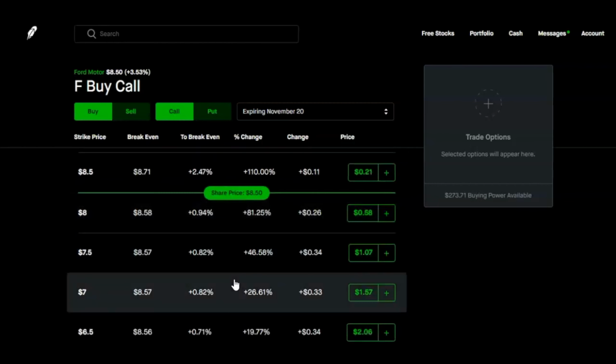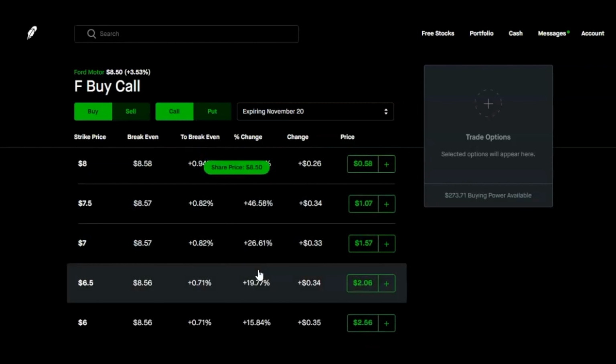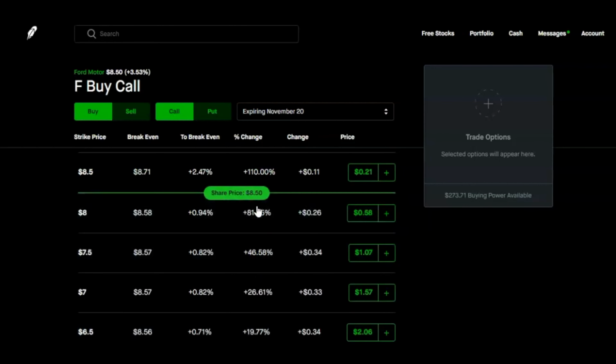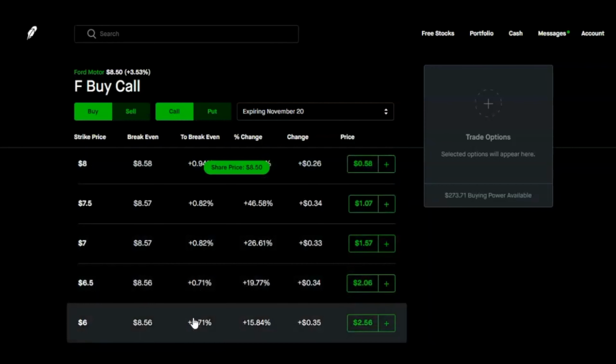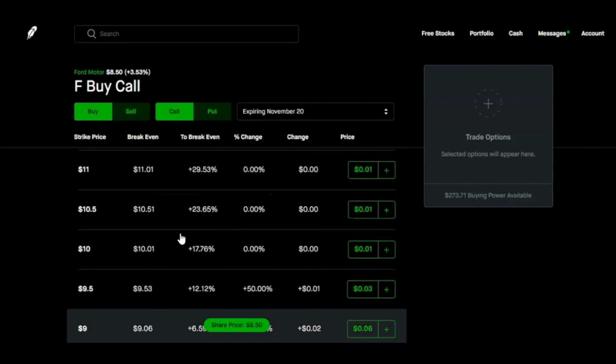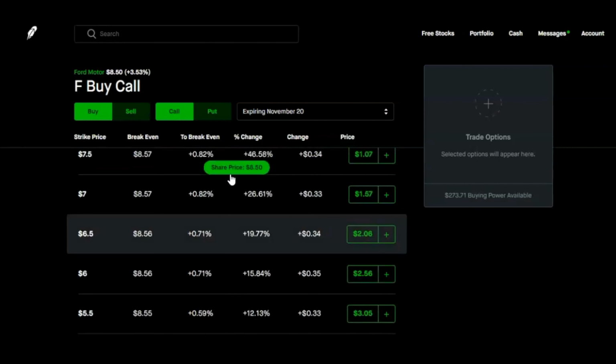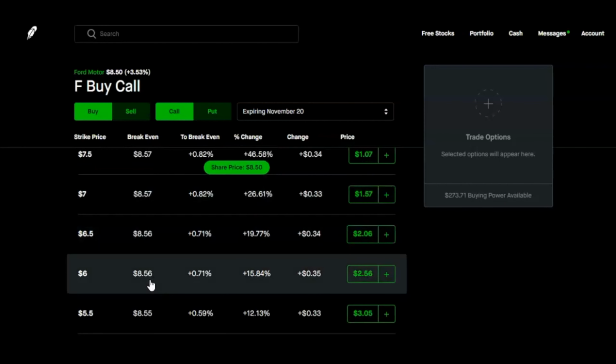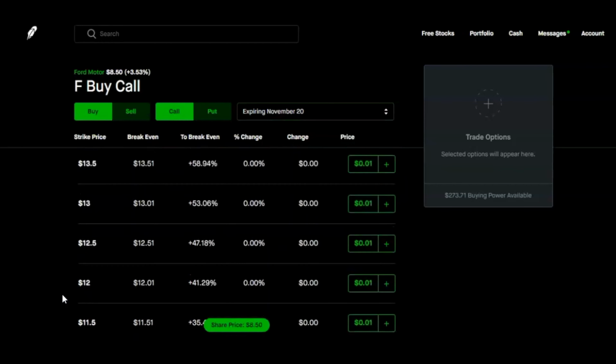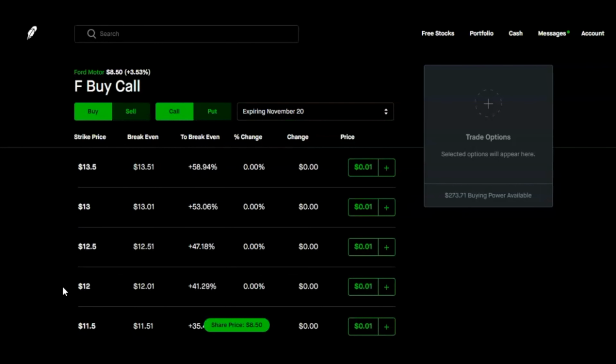In fact, if you're really conservative, buy deep in the money options. Because let's say the strike price is $8.50 and you buy it here at $6, yeah, you're not going to nearly make as much money if you're buying these cheap ones, but the chances of Ford stock going from $8.50 to $6, losing more than 25% of its value in 7 days, is unlikely. So I would say that would be another strategy. If you're super conservative, buy deep in the money options.